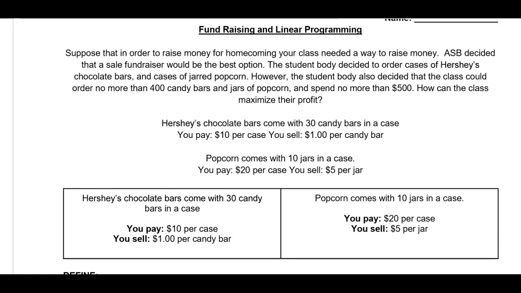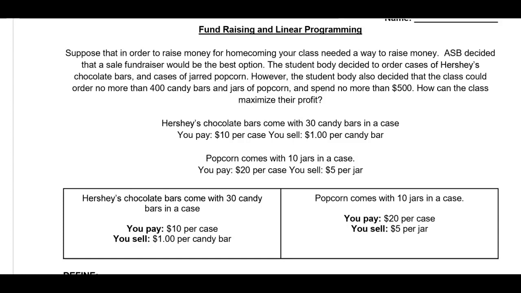So they're raising money for homecoming, and ASB decides that they're going to do this fundraiser. And they decide to order cases of chocolate bars and cases of jarred popcorn. Okay? But they can't order any more than 400 candy bars and jars of popcorn together. Maybe because of space they have to store it or money they initially have to spend, but they have this limitation, like we can only get 400 things, okay? And they can't spend any more than $500.